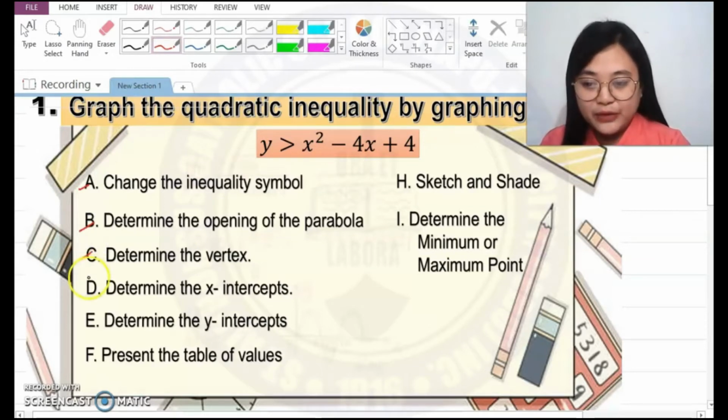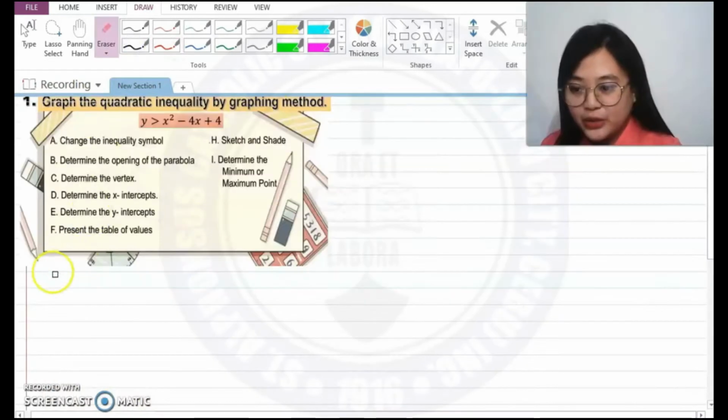C, determine the vertex. Letter D, determine the x-intercepts. E, determine the y-intercepts. Next, present the table of values with at least 5 points. Next, sketch and shade. And lastly, determine the minimum or the maximum point. Now, let's have our solutions. So, let's start with A.